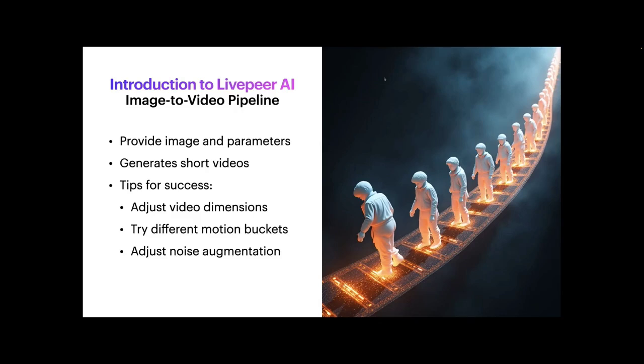And so, tips for success here is, adjust the video dimensions. There's some documentation on the video dimensions that work particularly well. Try working with different motion buckets. These are kind of just integers that define the style of motion that the video will generate, and also, adjust the noise augmentation. The one thing I will say, caveat here, is in my experience, our image to video pipelines are still pretty early in their capabilities. So I'd be particularly interested in hearing feedback from y'all if you go down this route.